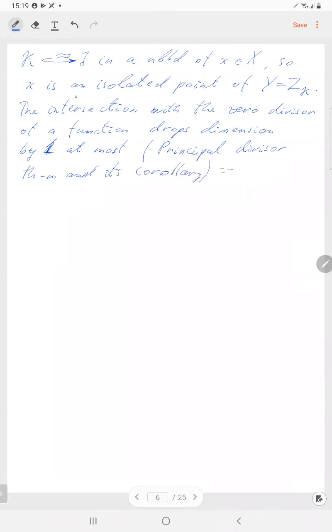So it means that in our situation, since we have just m functions that cut out X, the dimension of our variety minus the number of these functions is not more than the dimension of their set of zeros. There is just 1 point, so it has 0 dimension. Okay, so we proved this estimate. And by the way, let's maybe immediately give an example where this inequality is strict.